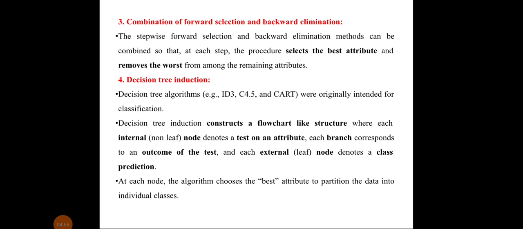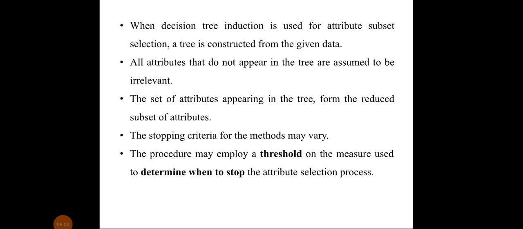At each node, the algorithm chooses the best attribute to partition the data into individual classes. When decision tree induction is used for attribute subset selection, a tree is constructed from the given data. All attributes that do not appear in the tree are assumed to be irrelevant. The set of attributes appearing in the tree form the reduced subset of attributes. The stopping criteria for the methods may vary. The procedure may employ a threshold on the measure used to determine when to stop the attribute selection process.